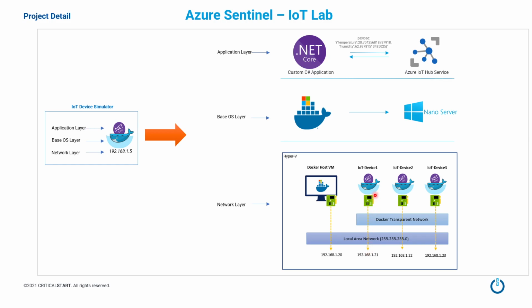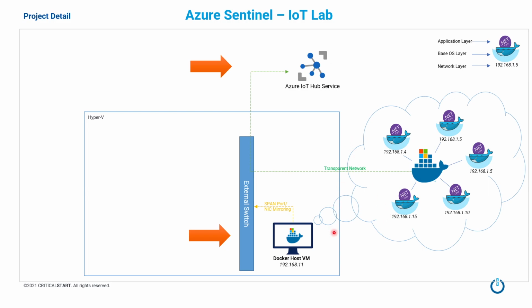So that now means that each of these Docker containers are able to communicate to the internet. They are discoverable by Defender for IoT sensors, and we can actually launch attacks against them because they are actually part of the local area network now.